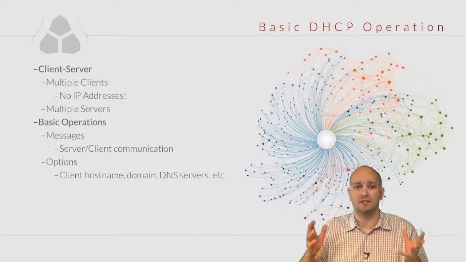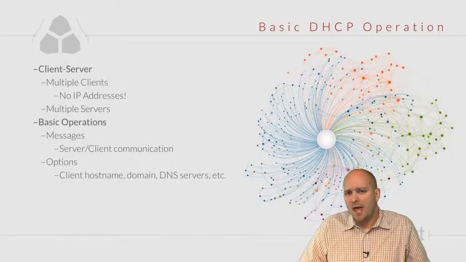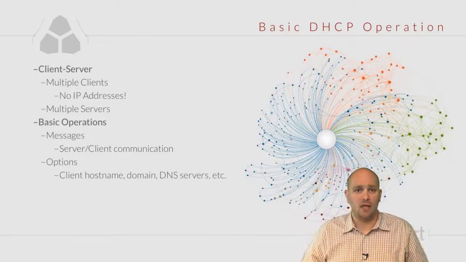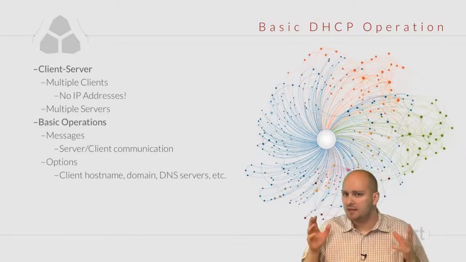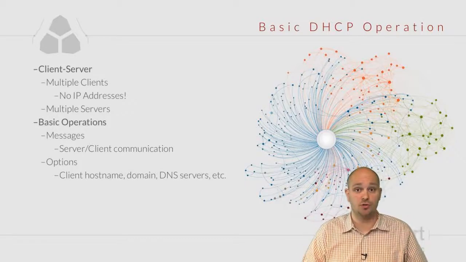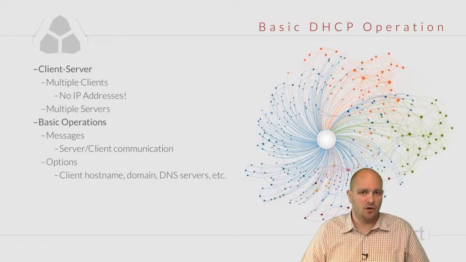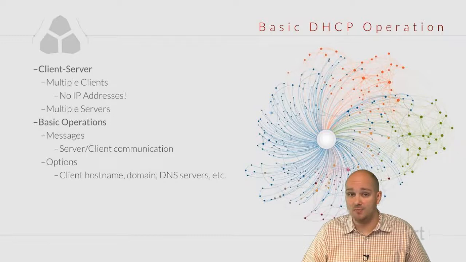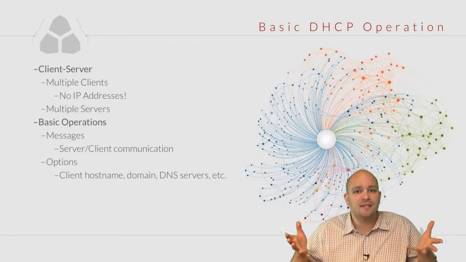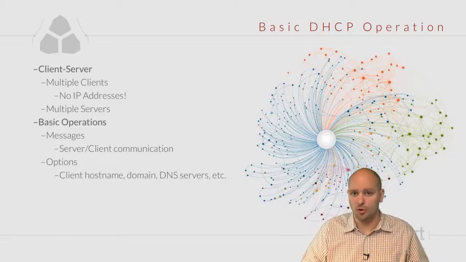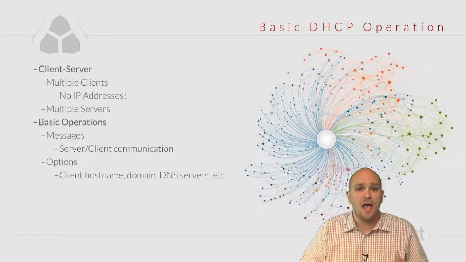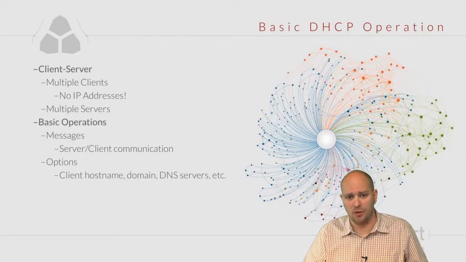DHCP is a client-server architecture. In any network, we can have multiple DHCP clients. Keep in mind that these hosts, because they are using DHCP, are very unlikely to have any IP addresses configured. This is the job of DHCP, to assign IP addresses to hosts, among other things. We can also have multiple servers in our network.